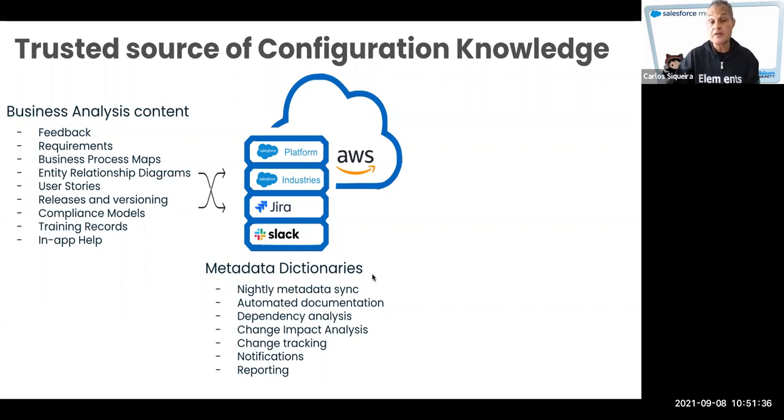And metadata dictionaries, as I mentioned here, nightly metadata sync: everything that you have done during the day gets updated overnight. Automated documentation, as always, dependency analysis, change impact analysis, notifications and reports. These are all important things that you need in your metadata. Oh, I just remembered, this is in-app guidance. That's something you should take advantage of, native Salesforce in-app guidance. In-app help helps you with onboarding or even on a daily basis, expediting the process of learning your system.